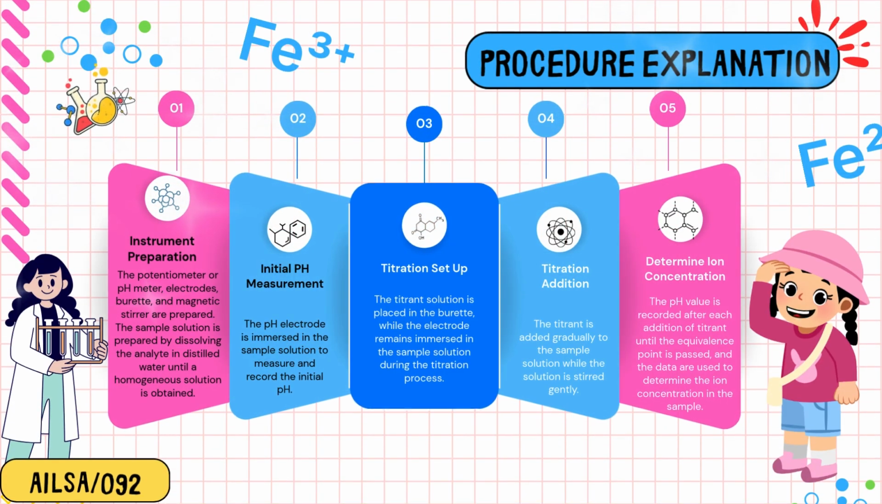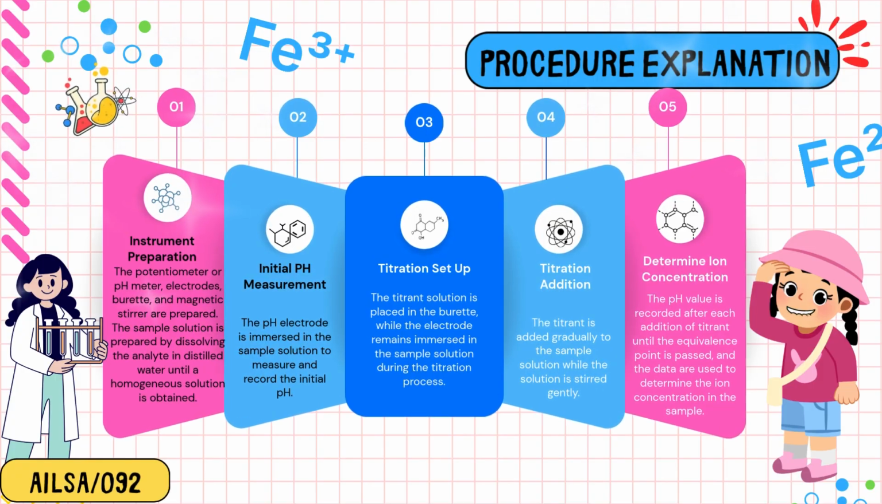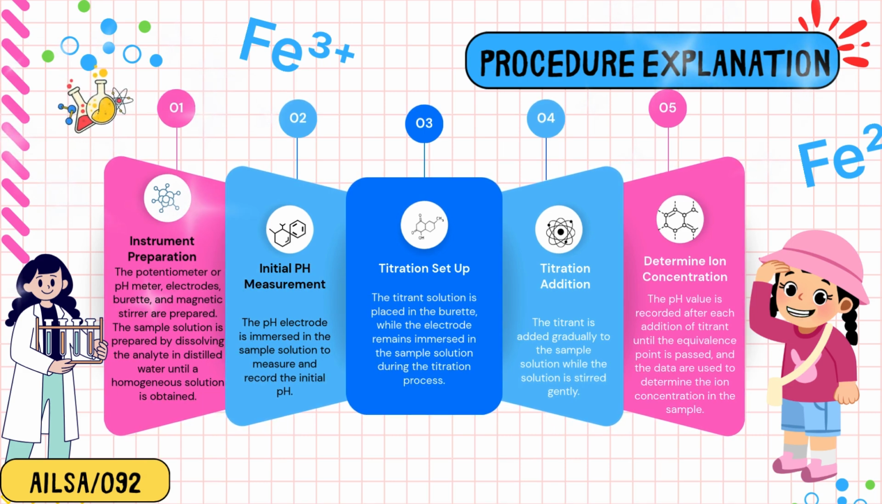Okay, based on the video shown, the potentiometric procedure can be explained as follows. First, step 1, instrument preparation. The potentiometer or pH meter, electrode, burette, and magnetic stirrer are prepared. The sample solution is also prepared until a homogeneous solution is obtained.